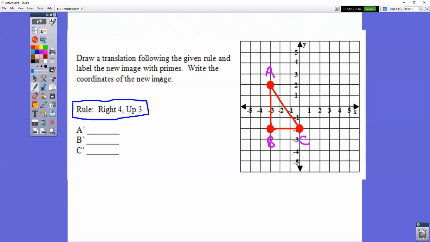Now, don't get confused. Every year, some people get confused. They start writing down the coordinates of the original picture. You're not doing the original picture. You're writing the coordinates of your new picture after you do the translation.